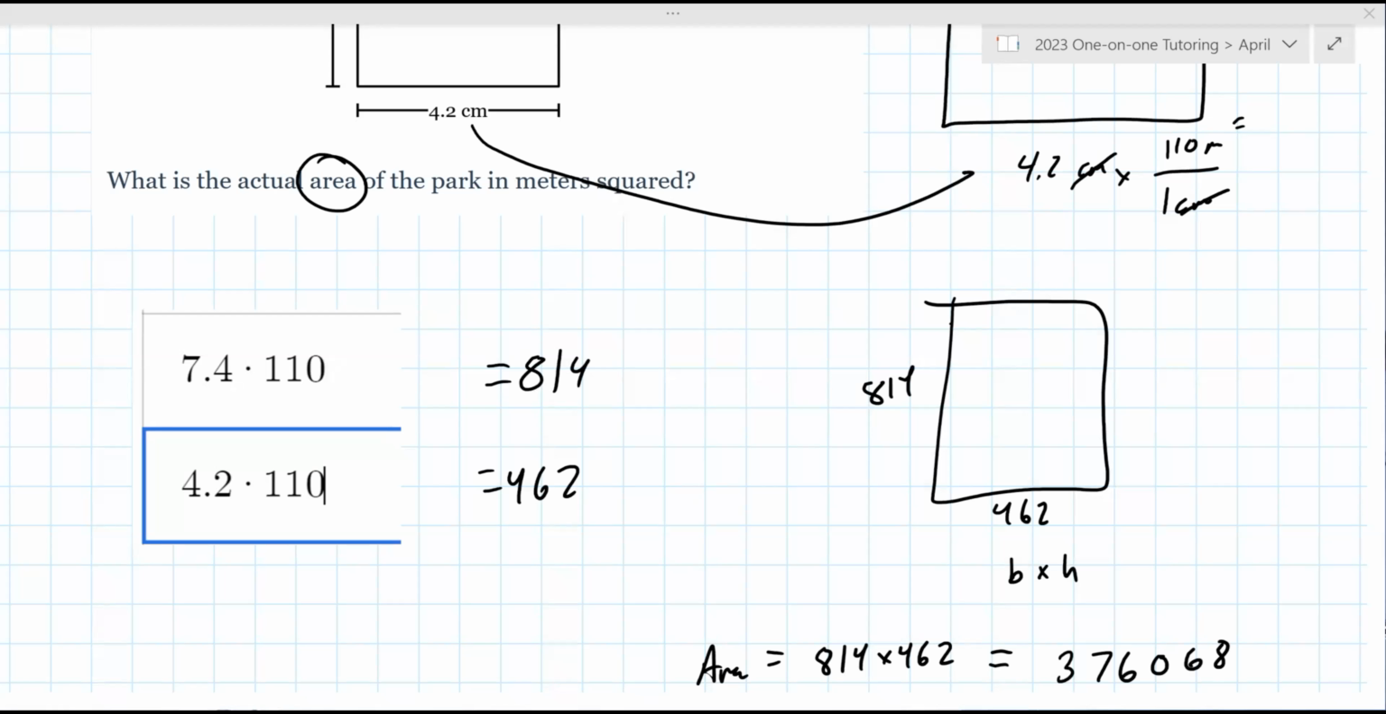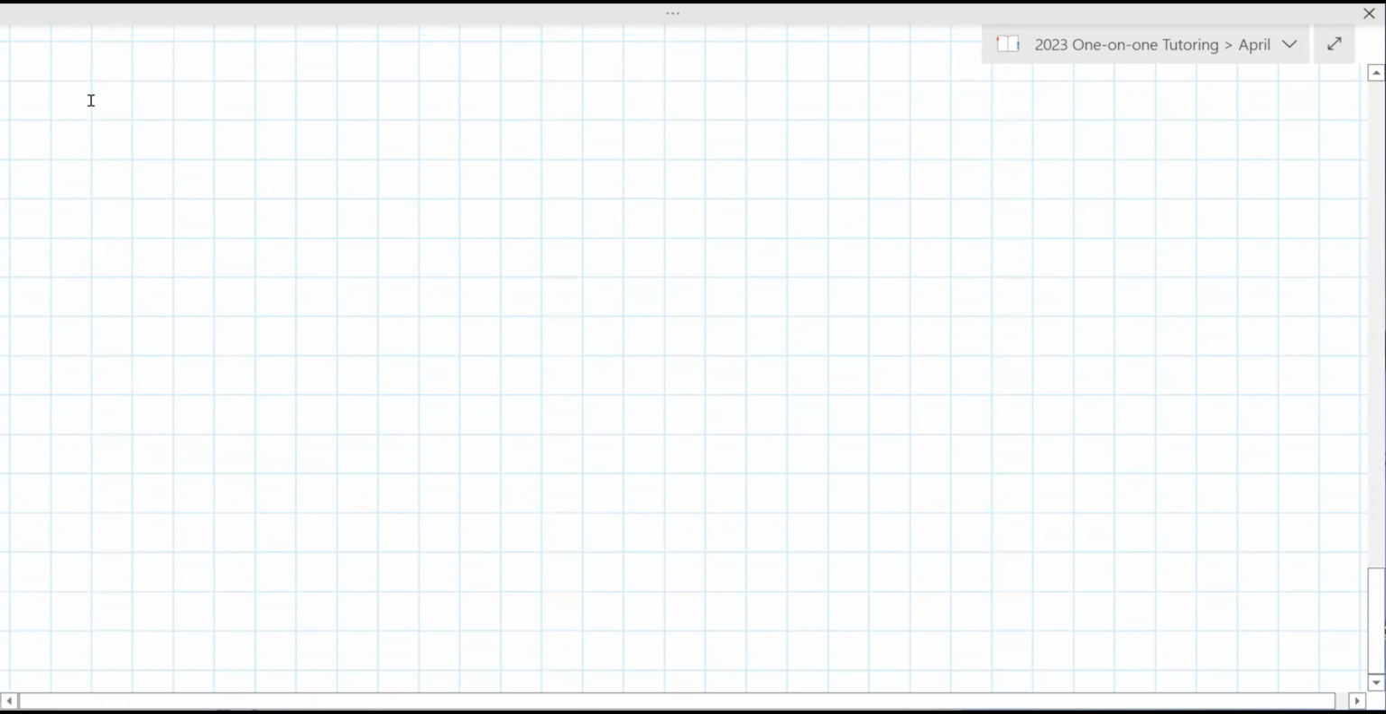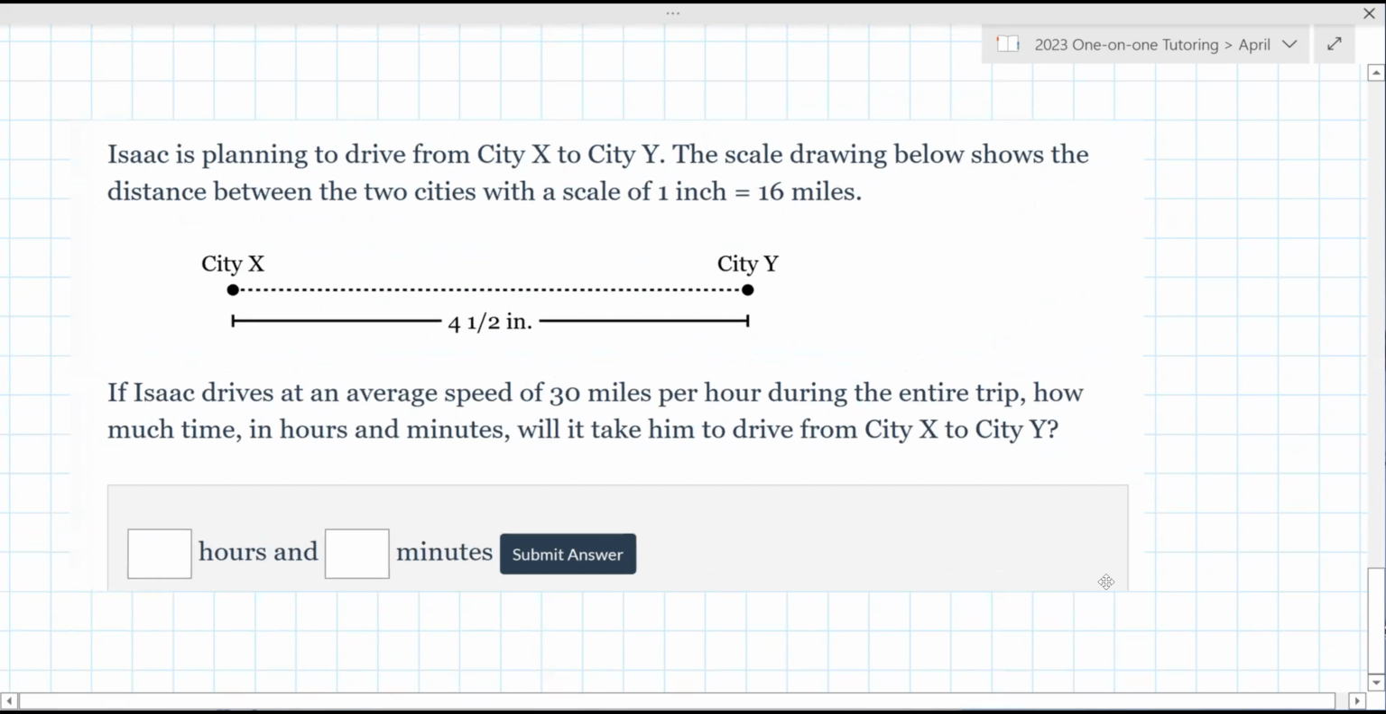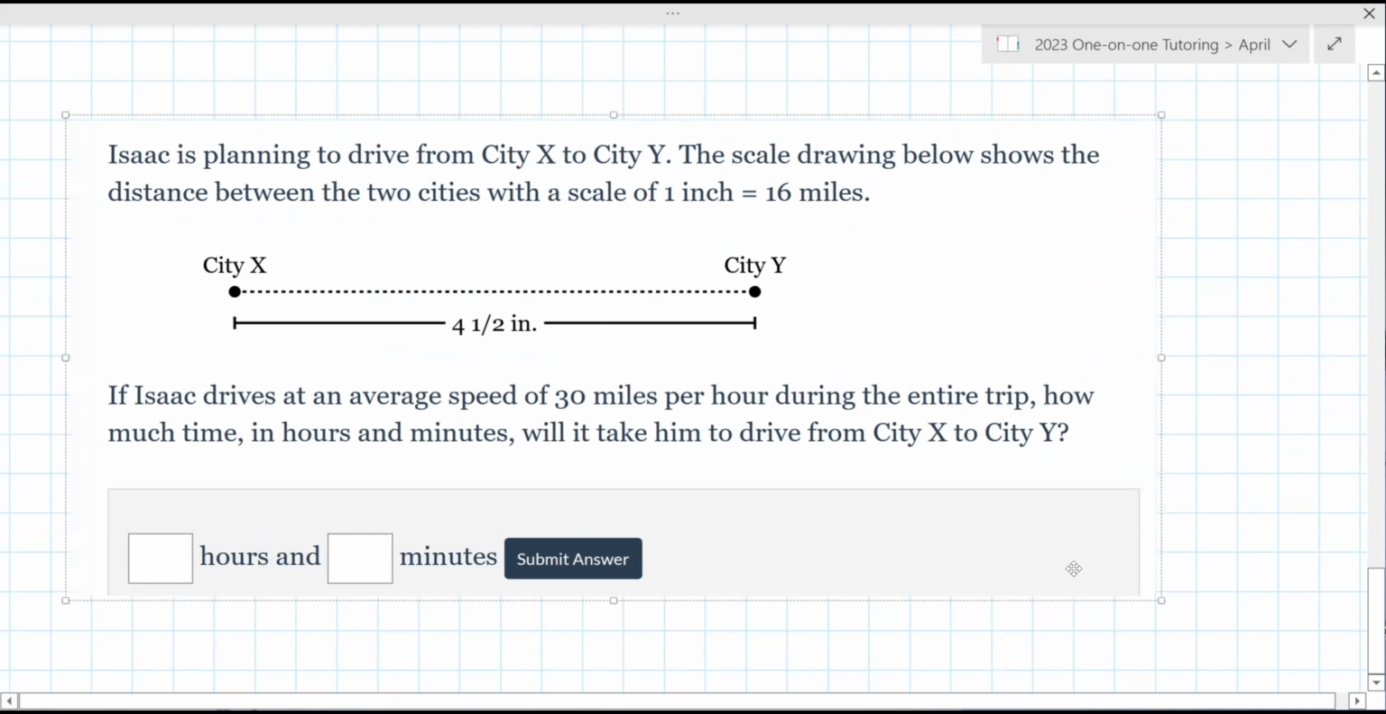So we're on to scale word problems 2. Is that the one that works for you? Yeah, it is quite a bit different. All right. So Isaac is planning to drive from city X to city Y. The scale drawing below shows the distance between two cities with a scale of 1 inch equals 16 miles. And then there's a little bit more here. So the first thing we want to figure out is the distance in miles.